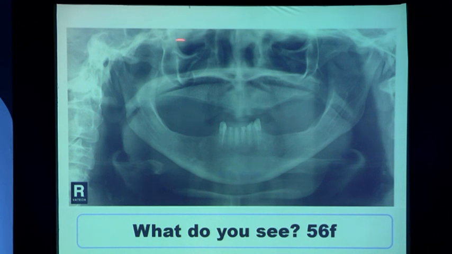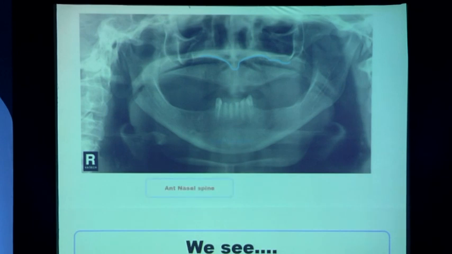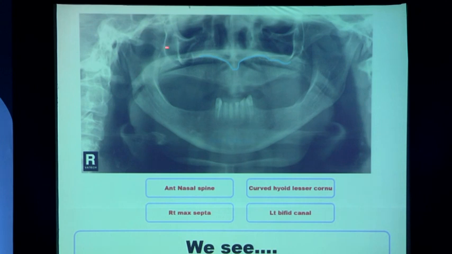Okay, we're starting with the maxilla, right? This is an edentulous patient, 56-year-old. This is the maxilla. This is a maxillary sinus. Okay, and also she complains of stuffiness of the face on the right side. Okay, this is what we see. The area marked in blue is the anterior nasal spine. Okay, this patient has a curved hyoid bone on either aspect, and then there's a big maxillary septa into the maxillary sinus of the right side. This is the cause of the stuffiness of the face for the patient.